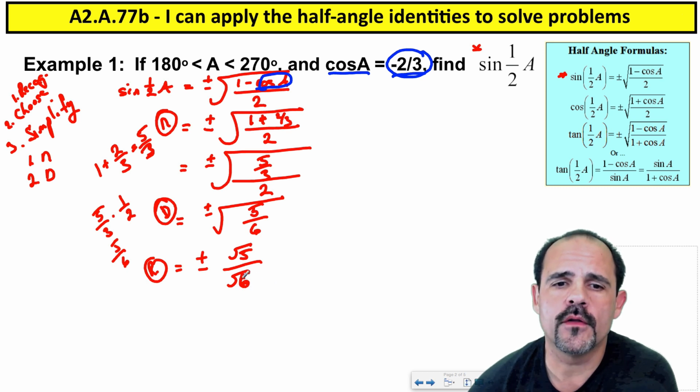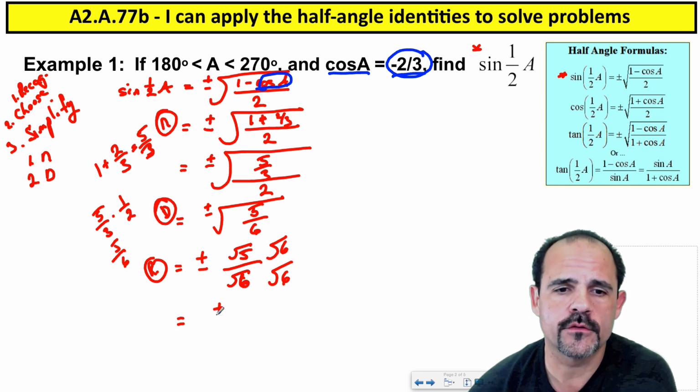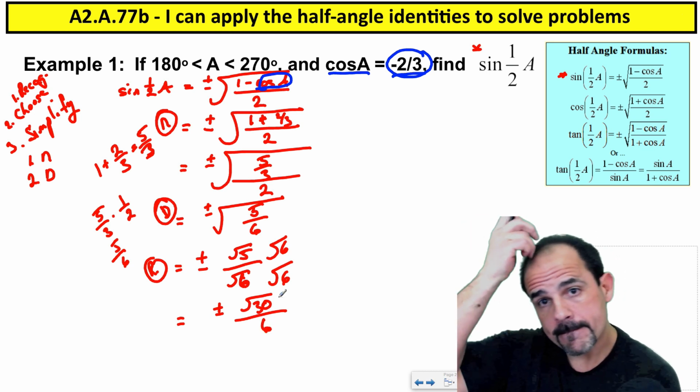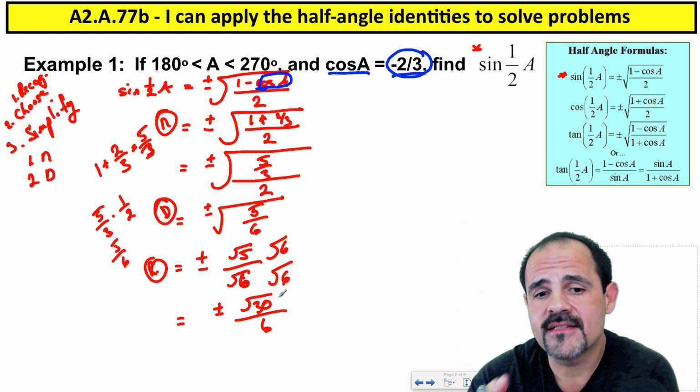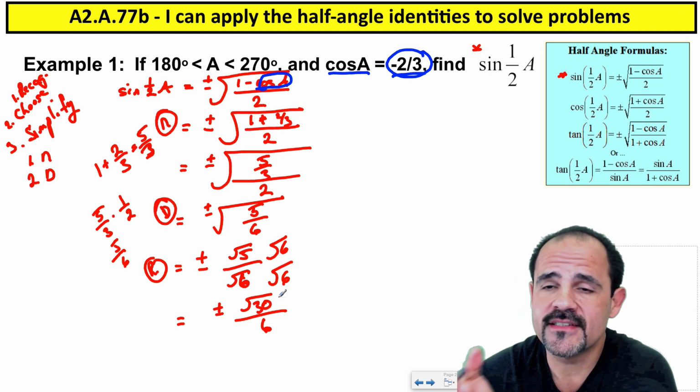So to get rid of that square root of 6, we're going to multiply top and bottom by square root of 6. And what that's going to give me is radical 5 times radical 6 is radical 30. So we're going to have positive or negative square root of 30. And radical 6 times radical 6 is just 6. Okay? So that's the answer, positive or negative radical 30 over 6.